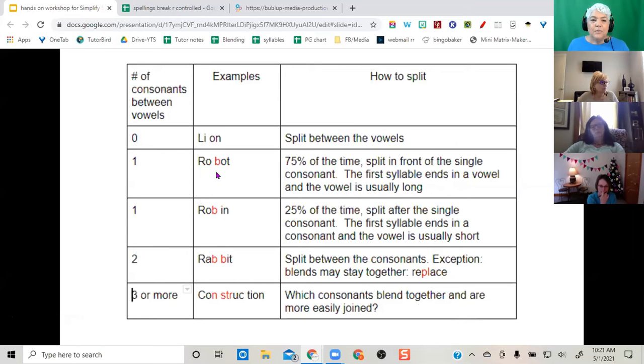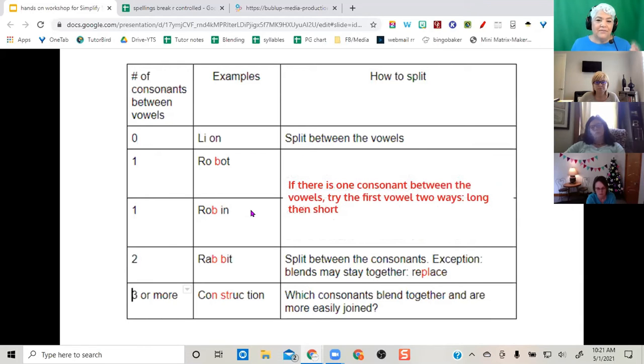They'll say, well, generally split in front of the consonant and you would have a long vowel sound in an open syllable, and it's ro and then bot. But then sometimes you split after the single consonant and you have a closed syllable, and closed syllables use the short vowel sound, and it would be rob in. And that works. That's a lot of verbiage.